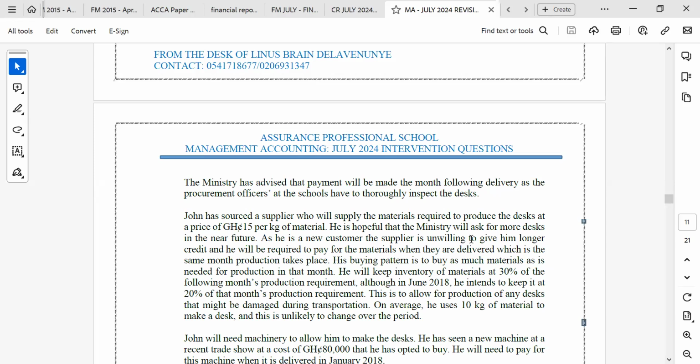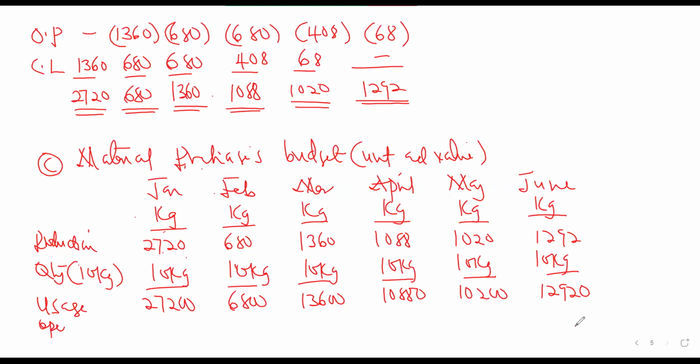Yes, sir. So it means that the first month there will not be opening stock, isn't it? Okay. There will not be opening stock here. But what will be the closing stock for the first month? That will be 30% of February's requirement, the following month. So we have 0.3 multiplied by 6,800. I'm getting 2040.